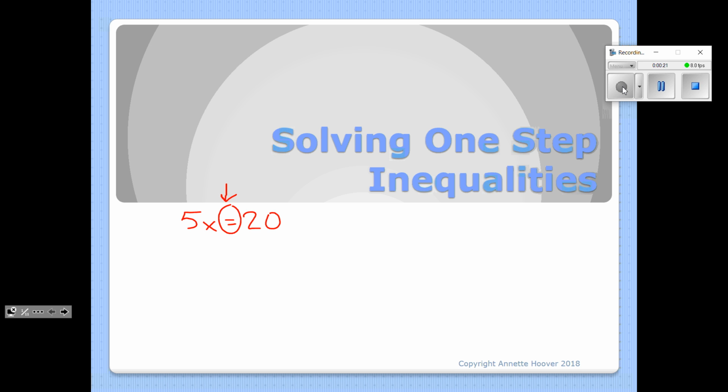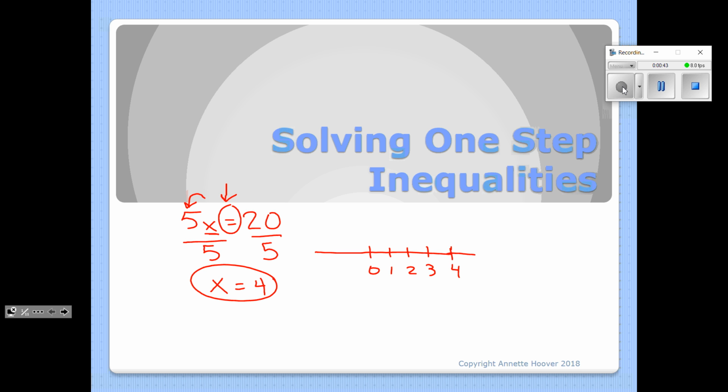So to solve this, we would find the variable. It is being multiplied by 5. So we do the opposite of that, which is divide by 5 on both sides of the equation, and x would be equal to 4. This means that the only solution is 4. And if you were to graph it on a number line, you would have a dot just on 4 showing that that's the only answer that there can be.